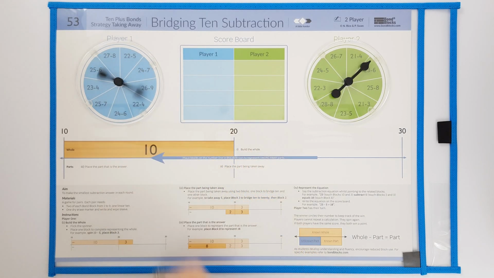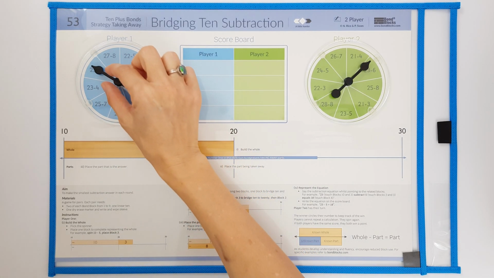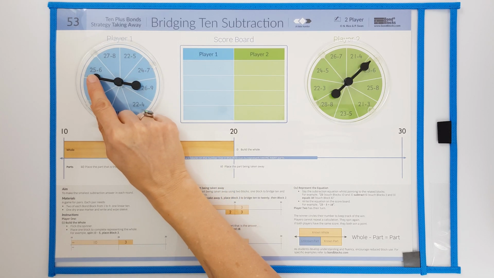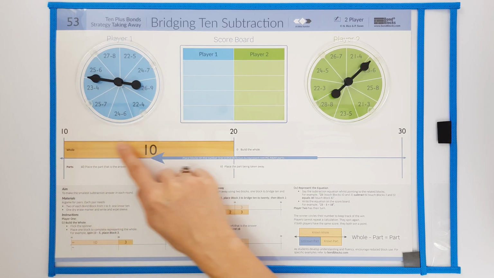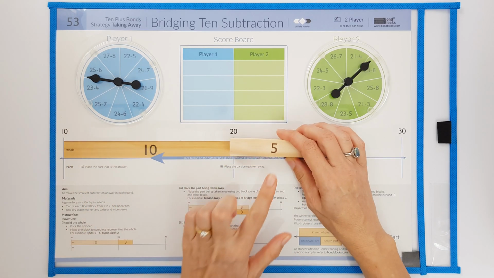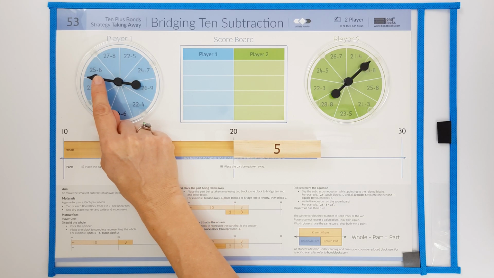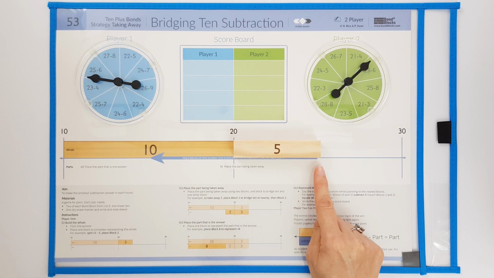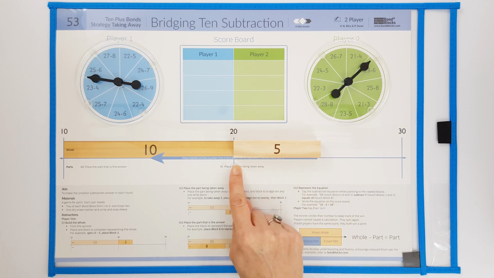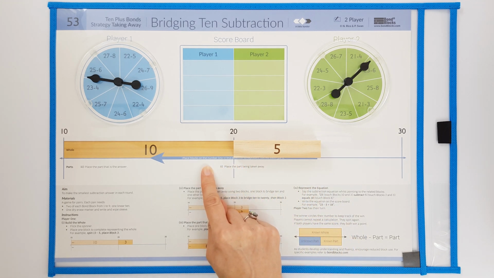Player 1 goes first. They spin 25 subtract 6. First they build the whole of 25. Then they place the part being taken away of 6. I take away the part of 6 in 2 blocks.